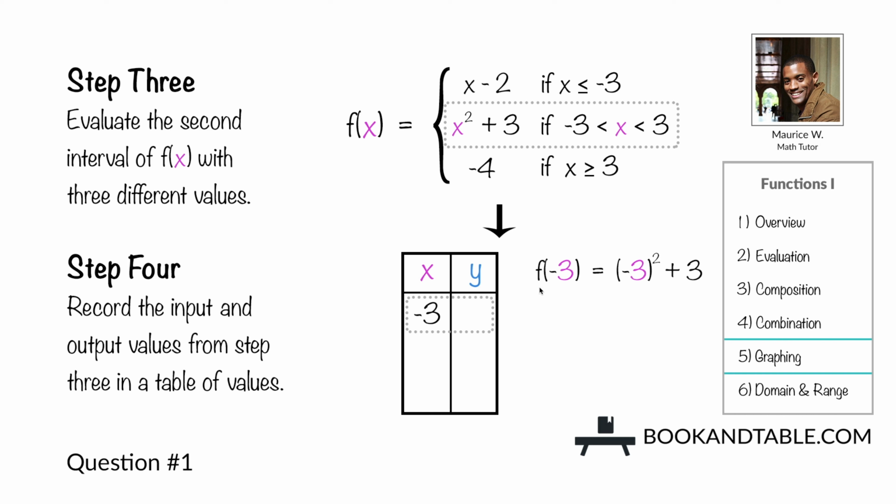So when we evaluate f of negative 3, f of negative 3 is equal to negative 3 squared, which is 9, plus 3, which is equal to 12. So our input is negative 3 and our output is 12. We can then plug in 0 for x. F of 0 is equal to 0 squared, which is 0, plus 3 would be 3. So the input is 0 and the output is 3.